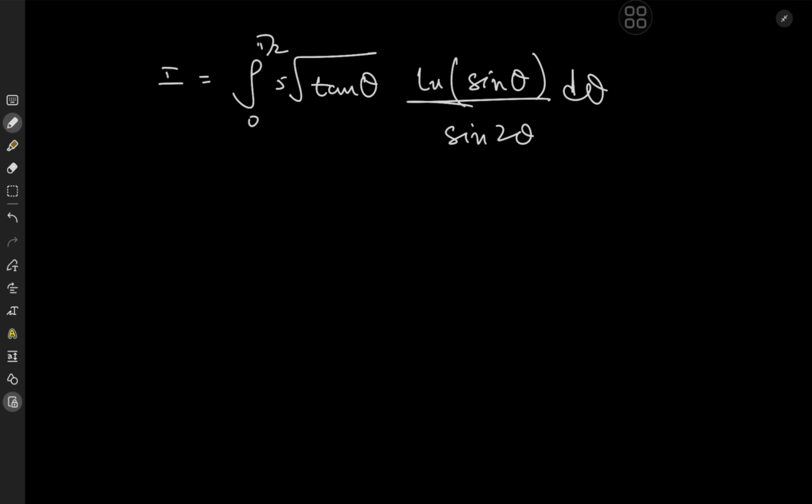Anyway, so we have the integral of fifth root of tangent theta times the logarithm of some function of tan theta divided by another function of tan theta. Why do I keep saying that these are functions of tangent theta? Well, let me show you, but first I'd like to make a slight modification to the integrand.